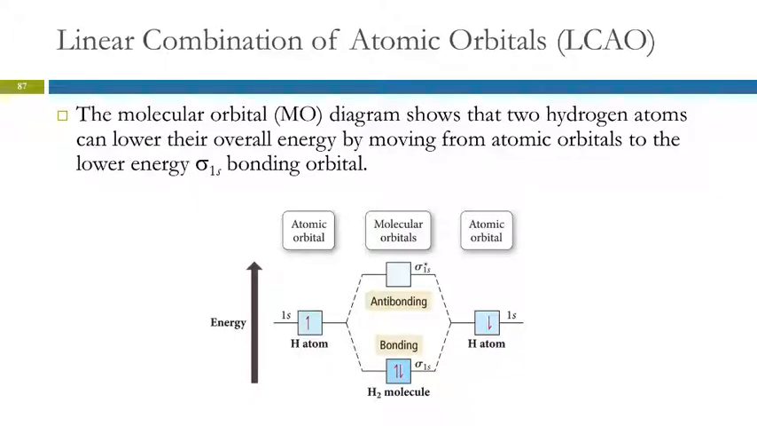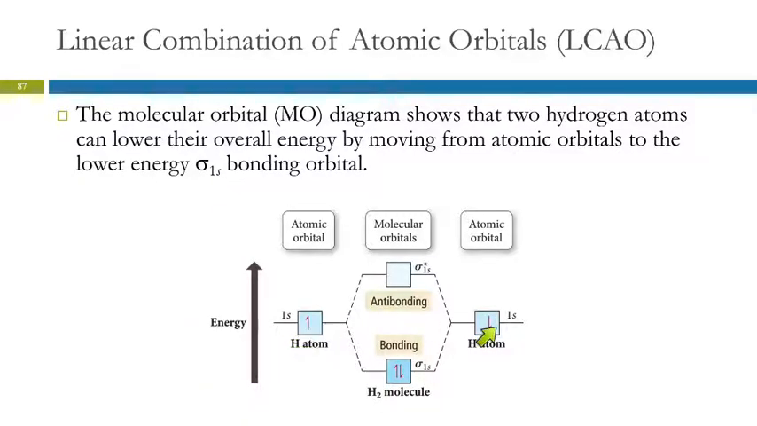Well, drawing all those pictures can get a little awkward. So we make diagrams. We made orbital diagrams for individual atoms. Now we're going to make orbital diagrams with molecular orbitals. These are called molecular orbital diagrams. We do indicate energy here. Higher energy is up and lower energy is down.